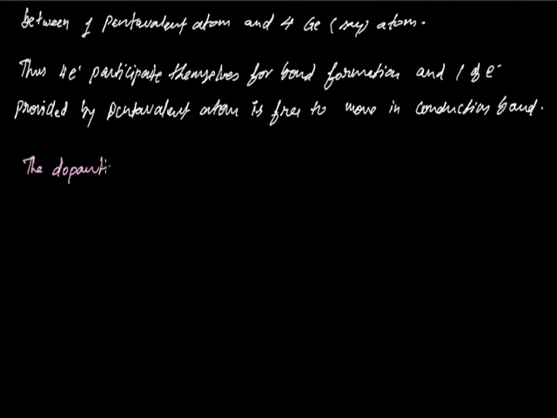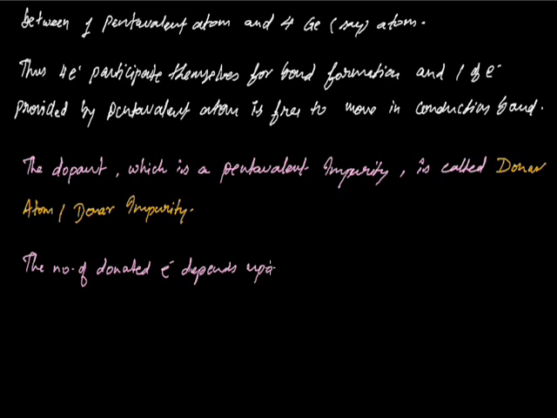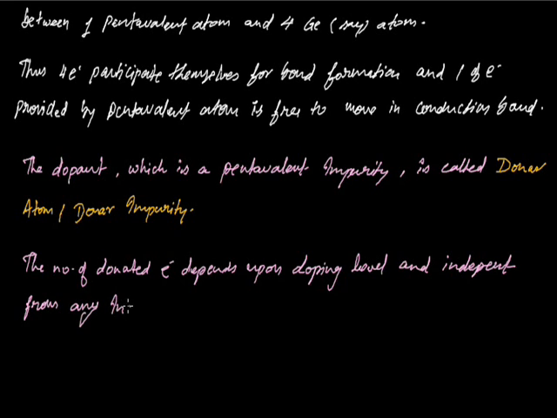So the dopant, which is a pentavalent impurity, is called donor atom or donor impurity. The number of donated electrons depends upon the doping level, independent of any increase in ambient temperature.